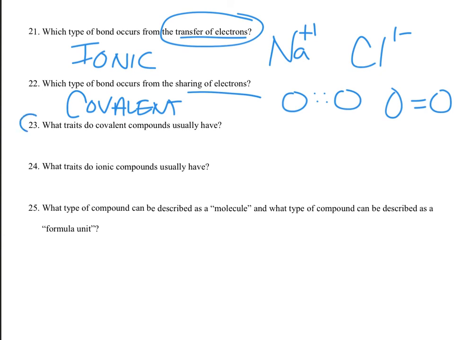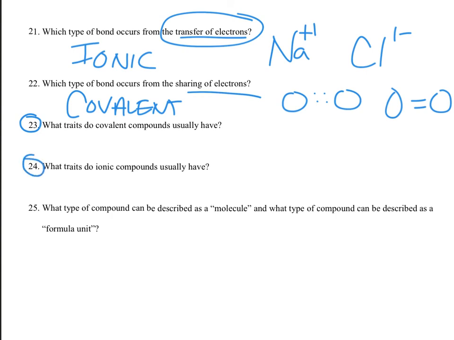We look at the next one here. I'll just say it instead of write it all out. But what traits do covalent compounds usually have? Remember, because they're weaker bonds, they usually have low melting points if they are solid. So they're easily melted, but usually they're a gas or a liquid. And covalent compounds are always nonmetals. So those are all traits you can think of.